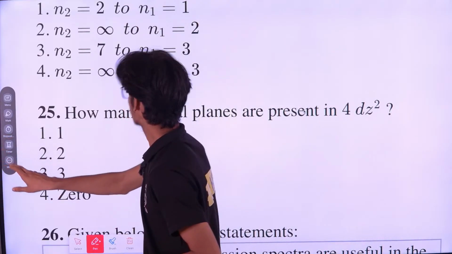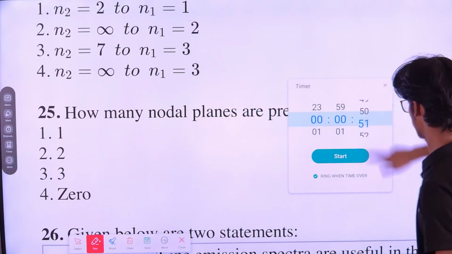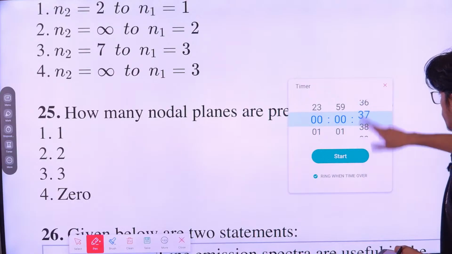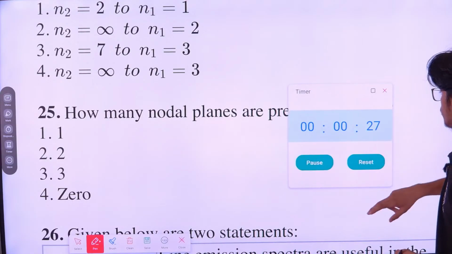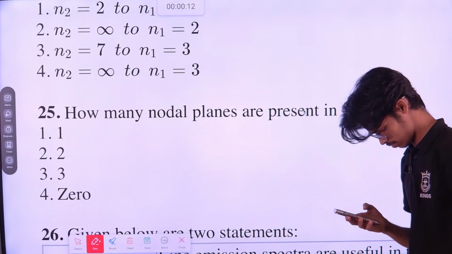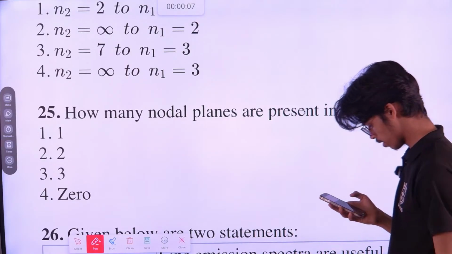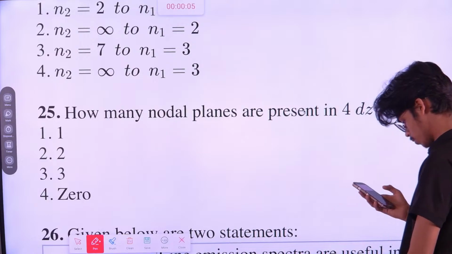I have not started a timer, right? Only 30 seconds I will give you for this question. How many nodal planes are present in 4dz square? Tell me. Question number 25. Option number 3. First answer is given by Gokul. 25, option number 2, Priya Jyoti.